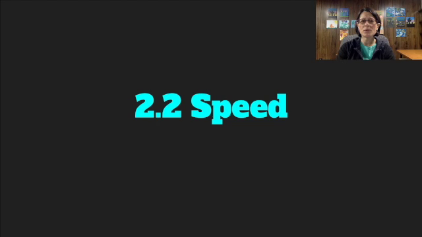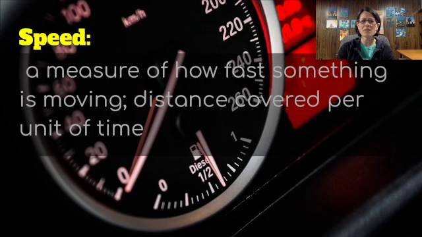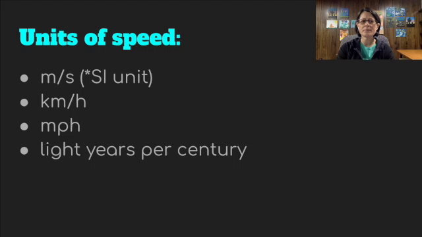Section 2.2 is about speed. Speed is a measure of how fast something is moving or the distance covered per unit of time. Some units for speed that you should be familiar with: meters per second, this is the SI unit; kilometers per hour, which you would use if you were in Canada; miles per hour, which we use here in the United States; and if you're going over really long distances, light years per century.